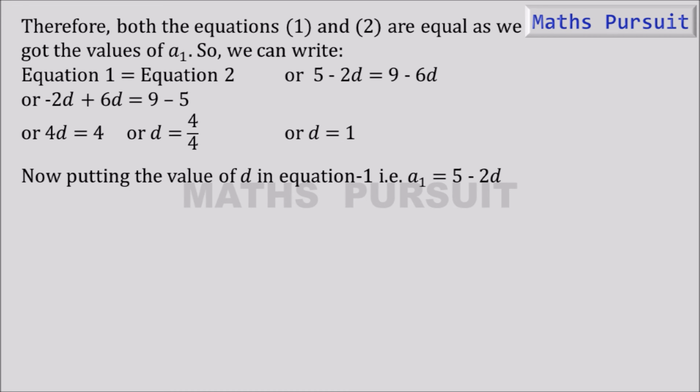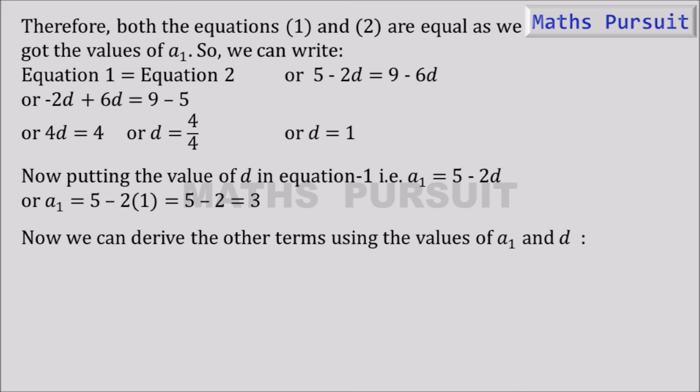Now putting the value of D in any of the equations, we can find out the value of A1. So let us put the value of D in equation 1, that is A1 is equal to 5 minus 2D, or A1 is equal to 5 minus 2 into 1, or that is equal to 5 minus 2, that is equal to 3. So guys, we got the value of A1 and we got the value of D. Now it would be easy to find out the other terms, because we very well know that if we put the value of D to any of the terms, like the current term, we'll get the next term. That is what we are going to do now.